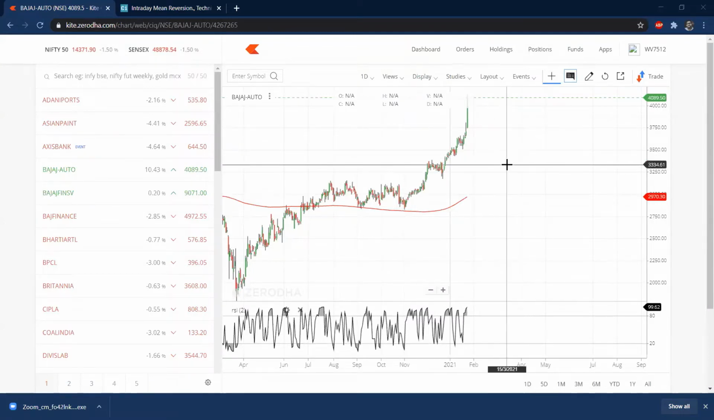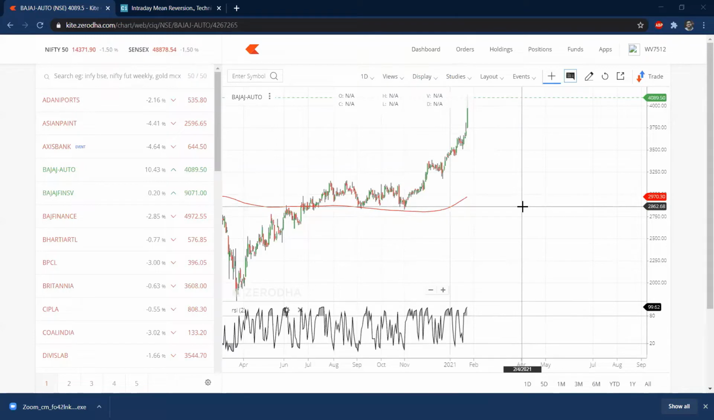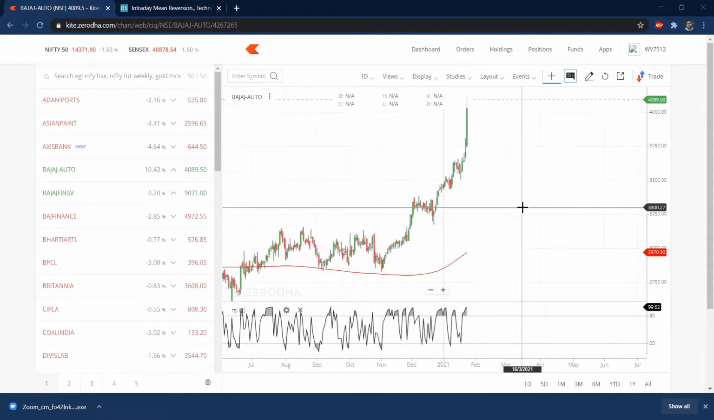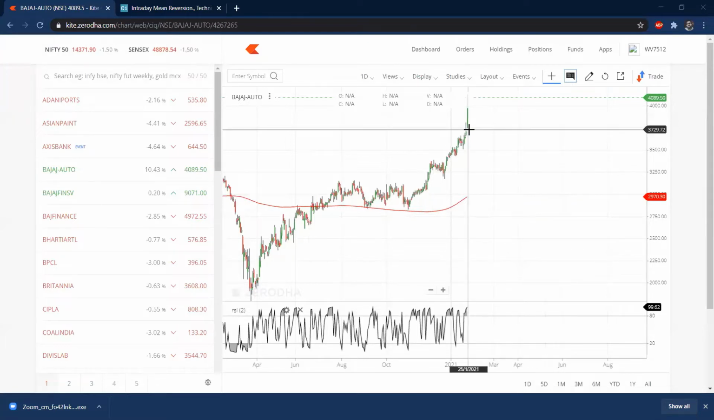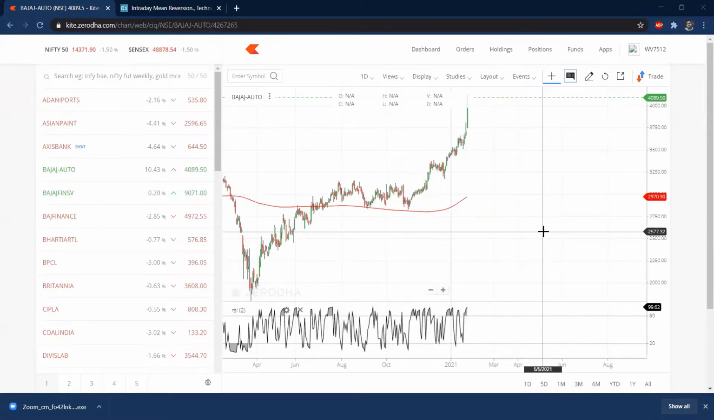This strategy is called the mean reversion strategy. This can be used for day trading, and I will tell you how to filter out the parameters. What you have to do is apply 2 parameters. First of all, whenever you do day trading, only trade those stocks which are listed on the F&O segment, futures and options segment. Why? Because the F&O stocks have the best volatility.